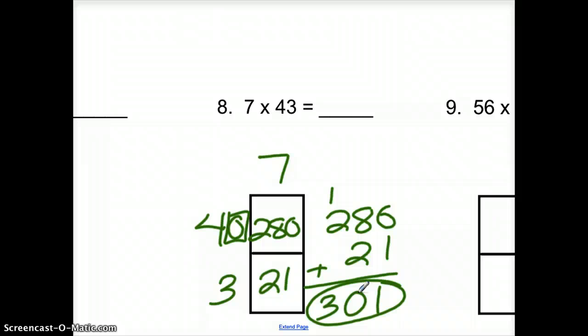Hopefully this is helpful, and we'll check back. Next we'll be doing 3-digit numbers times a single digit, and then 4-digit numbers times a single digit. So that's that.